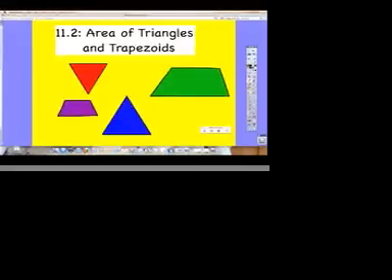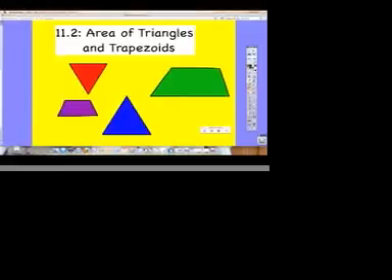Once it starts flashing, we're talking about area of triangles and trapezoids. So, on the board, how many are trapezoids? Two. Guys, raise your hand if you've seen a trapezoid before. Do those shapes look familiar to you? Okay, we've got to talk about the trapezoid.